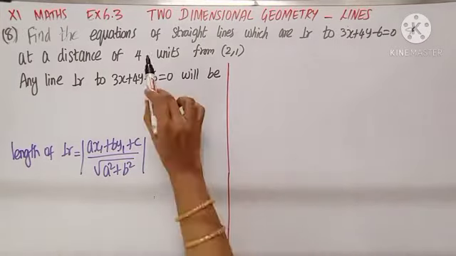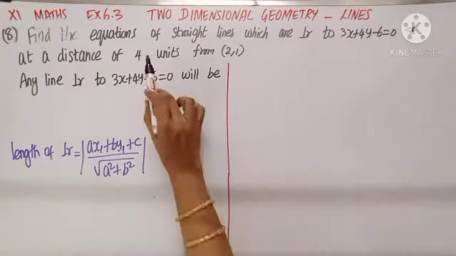Putting k value back in equation 1, we get 4x minus 3y plus 15 equals 0 or 4x minus 3y minus 25 equal to 0, and these are the two lines which are perpendicular to the given line and 4 units from 2, 1. Question number 9.